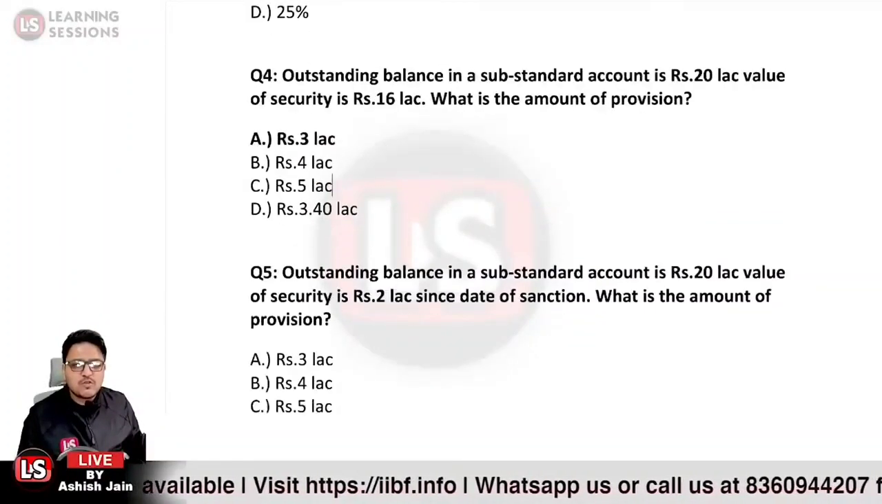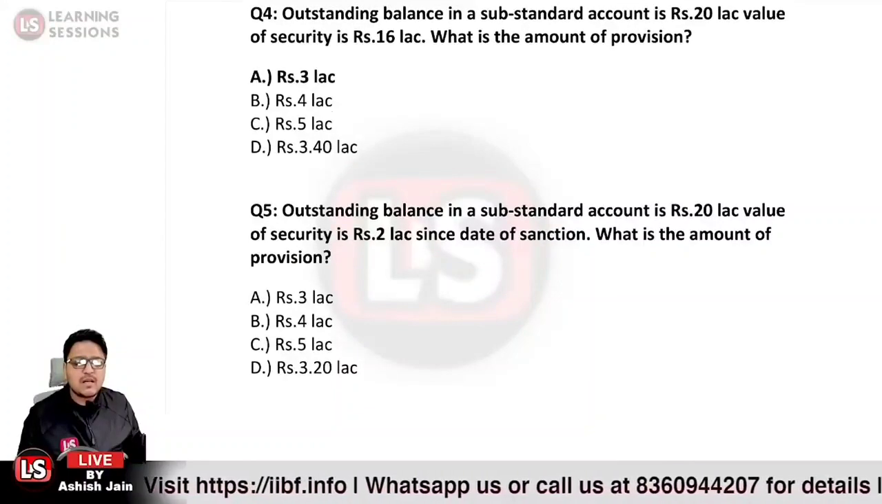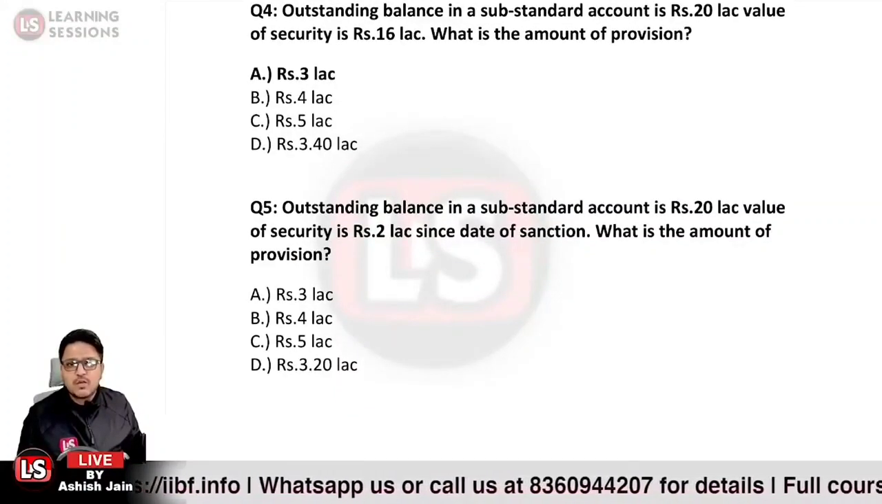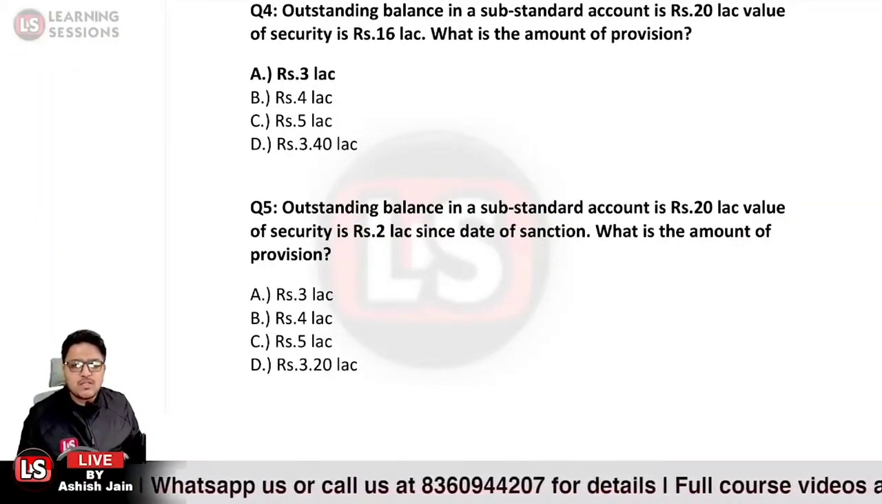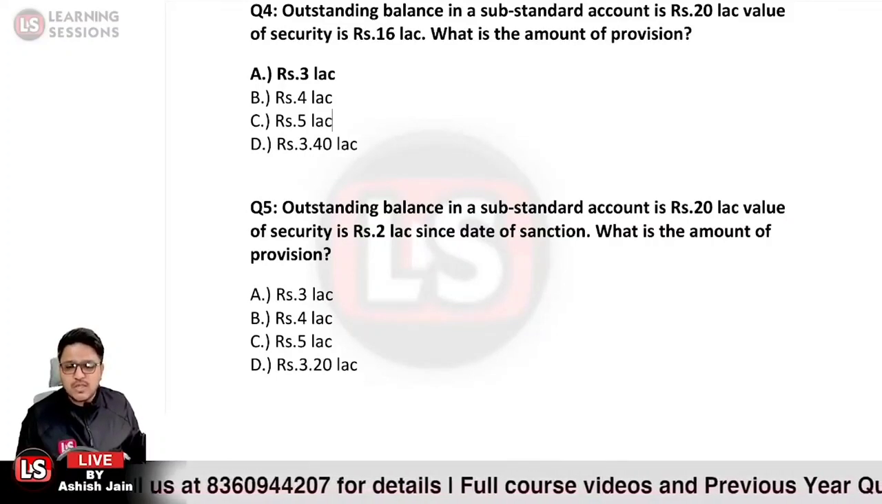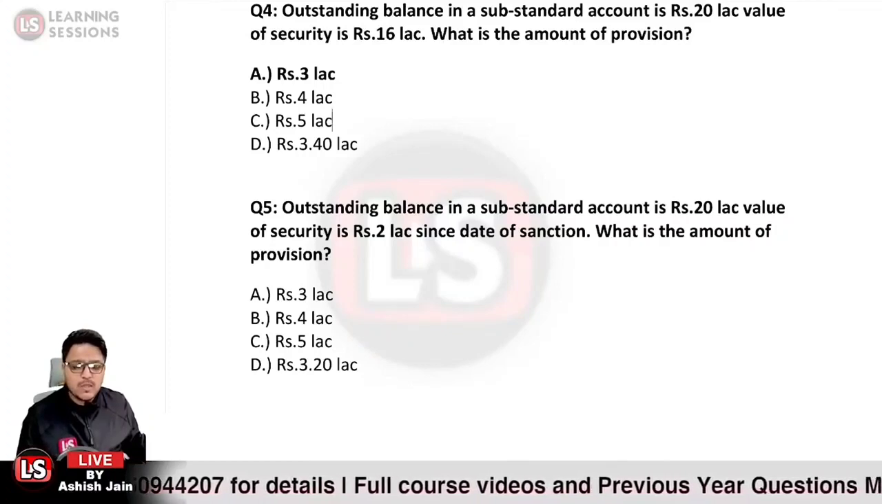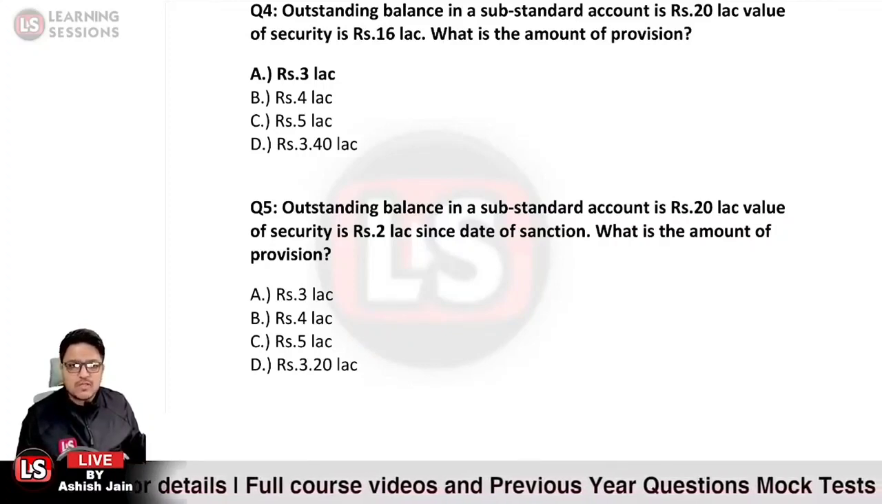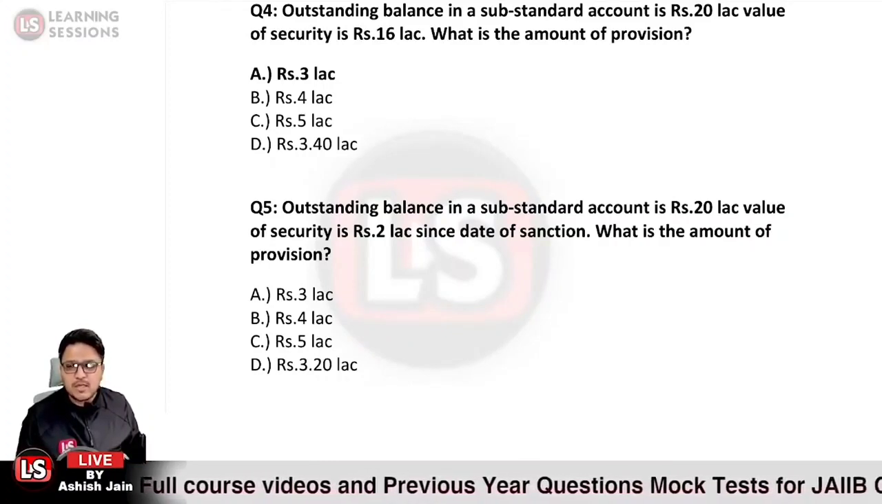Now let's move to the next question, which says the outstanding balance in a substandard account is rupees 20 lakh. The value of security is 2 lakh rupees since the date of sanction. What is the amount of provision? We need to calculate the amount of provision in that particular case.